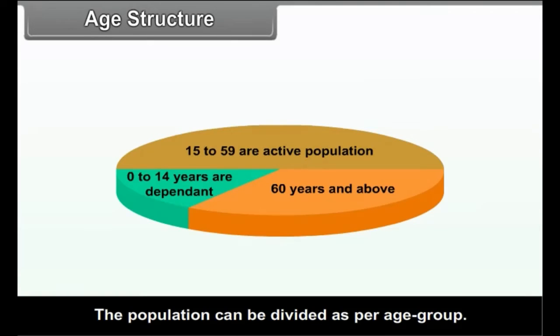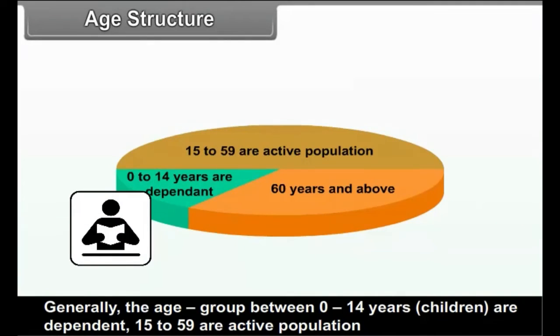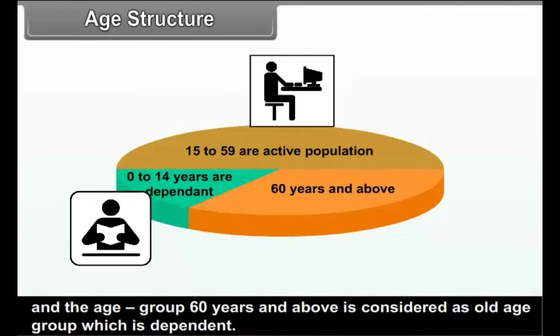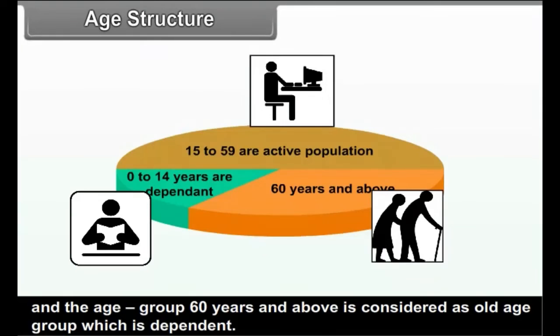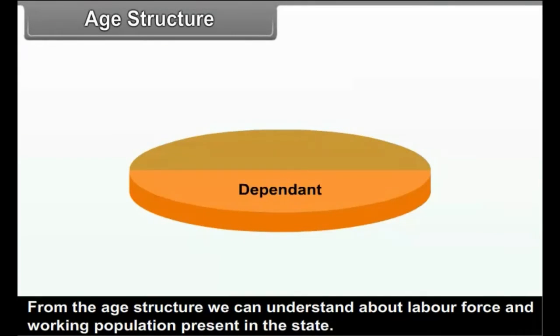7.2.2 Age structure. The population can be divided as per age group. Generally, the age group between 0 to 14 years, children, are dependent. 15 to 59 are active population, and the age group 60 years and above is considered as old age group, which is dependent. From the age structure, we can understand about labor force and working population present in the state.